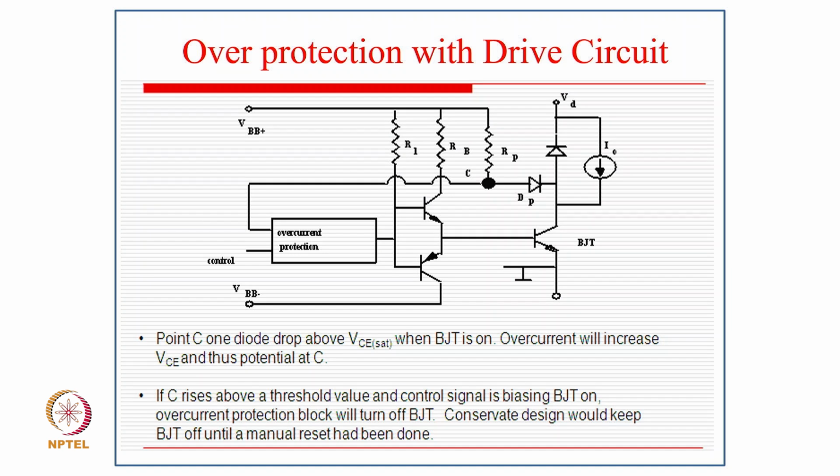Then there is typically overcurrent protection of the gate drive circuit, as you can see here. Typically VC is one diode drop across the BJT when it is on, and overcurrent will increase VC. If the potential at C rises above the threshold value, then the control signal is biased BJT on and the overcurrent protection block will turn off the BJT. The design will keep the BJT off until a manual reset is applied. So this provides the overcurrent protection, inherently in this drive circuit.